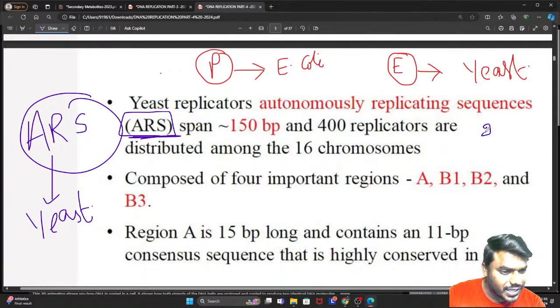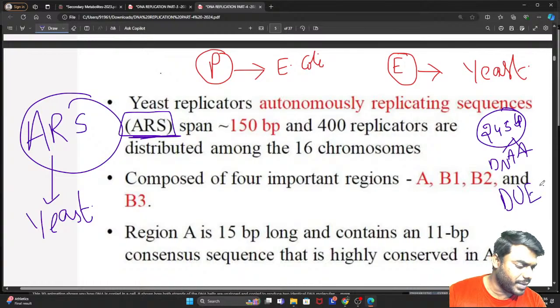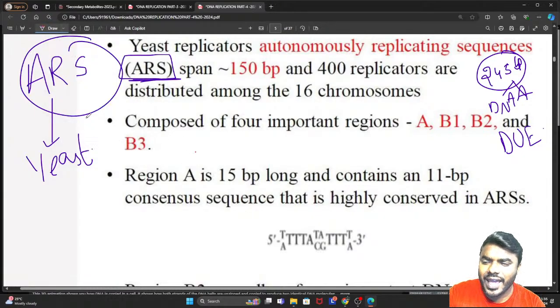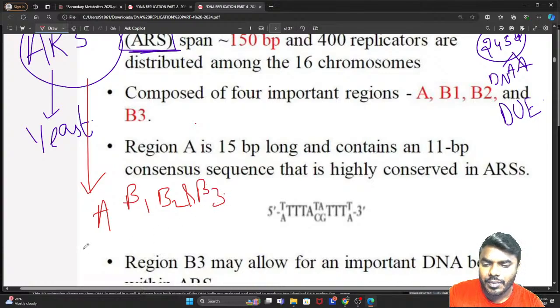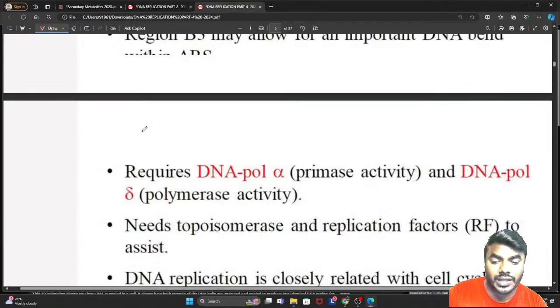You remember, in case of a prokaryotic organism, the ORC is made up of 245 base pairs. What is it made up of? It is made up of DnaA boxes, and it is also made up of DNA unwinding elements. I believe you all remember. Similarly, friends, if you look into the ARS in the yeast, it is made up of A, B1, B2 and B3. No point of getting confused over there.